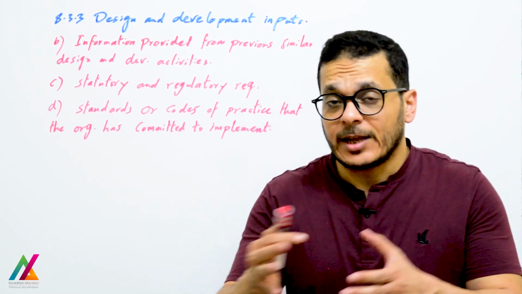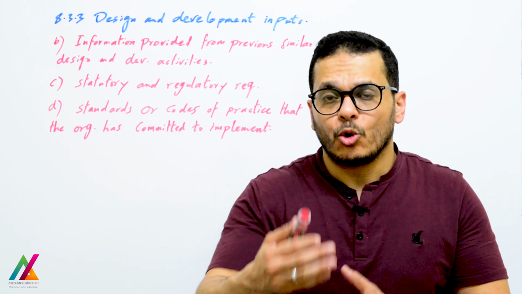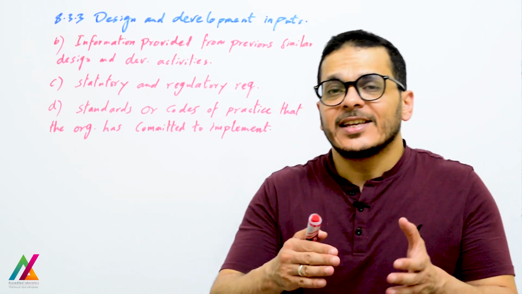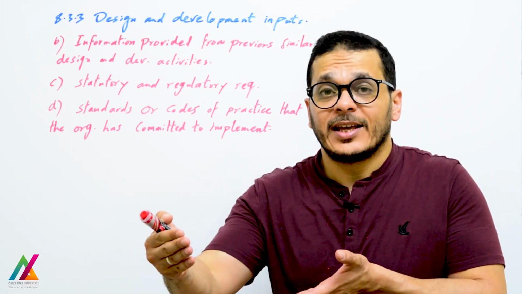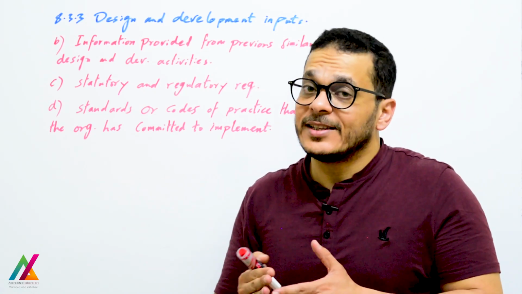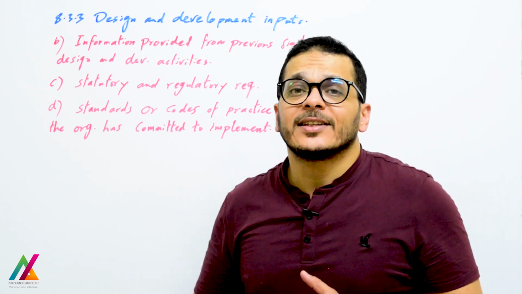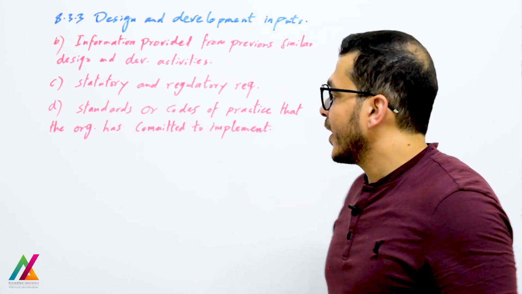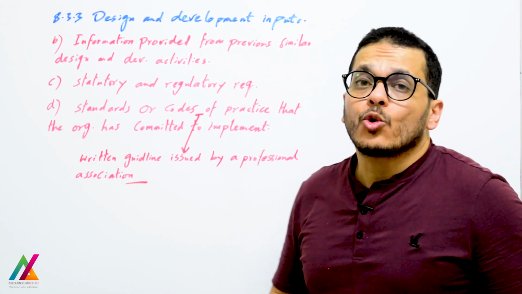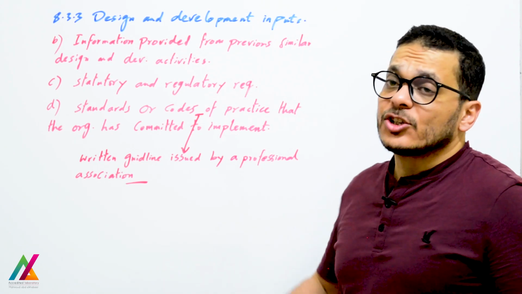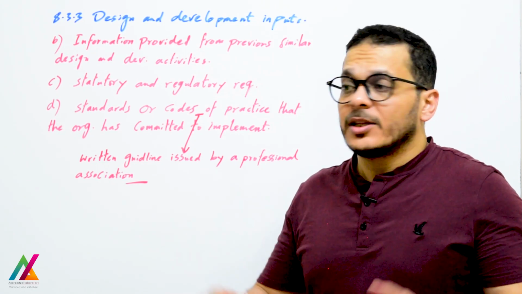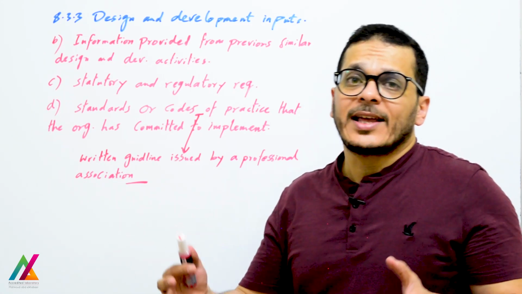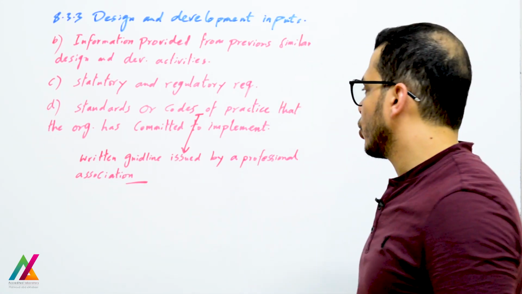Statutory and regulatory requirements also shall be considered in your inputs. Sometimes the customer needs something which is against the law or against the regulation of government or your company. In this case, you shall tell him that and try to convince him that this is against the regulation, and that will be removed from the inputs of his requirements. And also standards or codes of practice that the organization has committed to implement. They will agree with the customer that a regulation or a standard will be followed to provide him with the product or service.